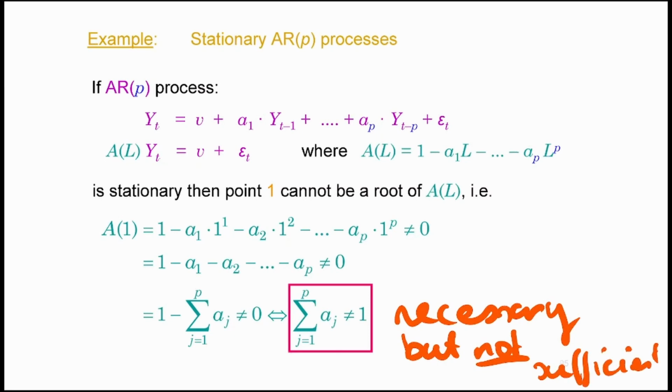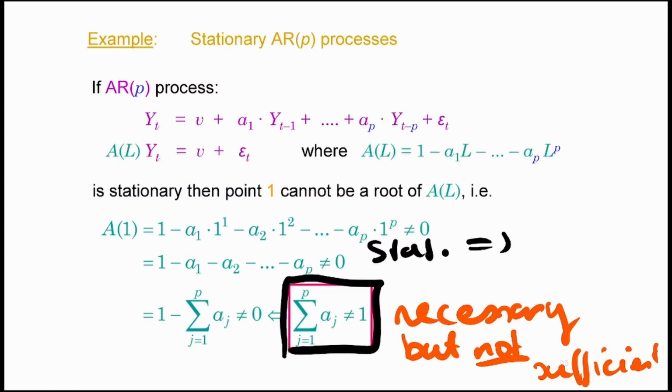So, this means what? If the process is stationary, then the sum of the coefficients cannot be equal to 1. You understand what I'm saying? But just because the sum of the coefficients is not equal to 1, the process is not necessarily stationary. So you cannot reverse it. So stationarity implies that. That means that if this is not true, then the process cannot be stationary.